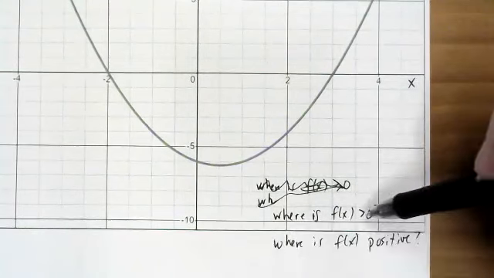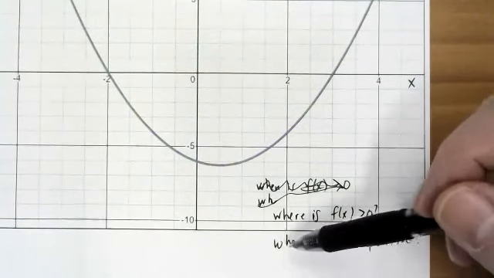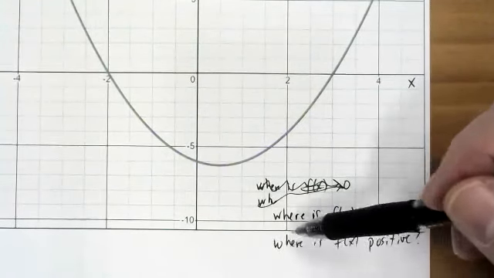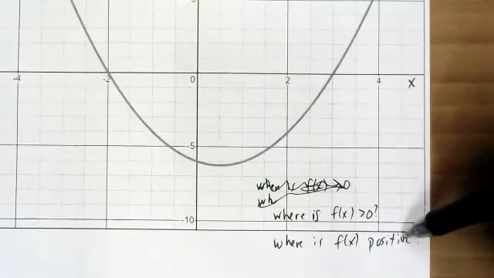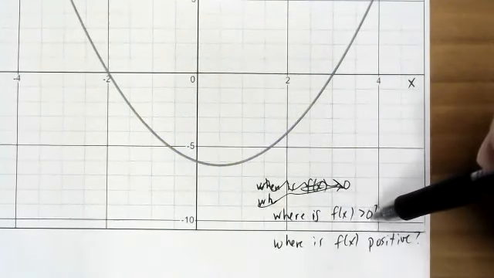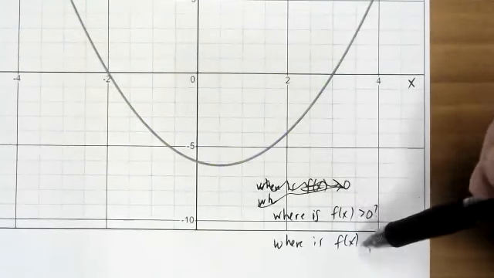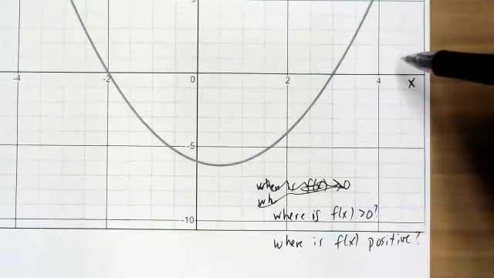Well, what do we call all the numbers that are greater than 0? We call them positive numbers. So if the question is, where is f of x positive? In your head, you can be saying, well, basically that means they're asking me, where is the function greater than zero? So these are really identical questions.